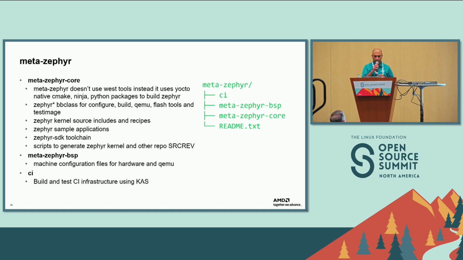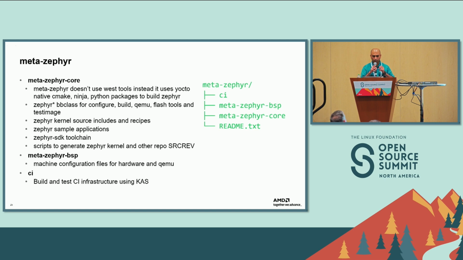The core layer provides all the build tools packages, and it also provides the set of BB classes, called BitBake classes, to configure your project, build your project, and run your project using QEMU. It also provides the flash tools in order to program the Zephyr application to your hardware. And it also supports the Yocto Project test images.